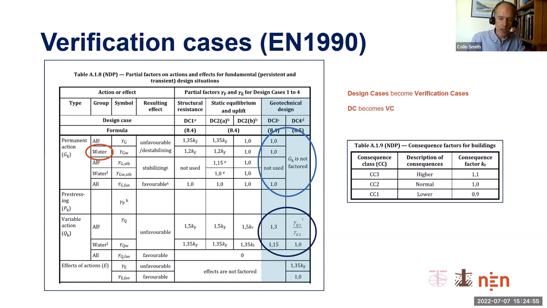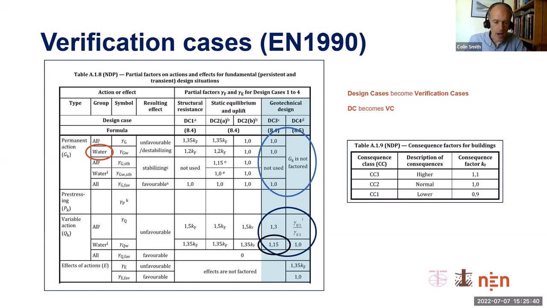For variable actions, these are actions that are generally known in advance, they don't have to come out of a calculation. They're things that are generally externally applied, so they're quite easy to factor in advance. And so for DC3, they get a factor of 1.3, and you'll recognize these are essentially the same factors that you have for design approach 1, combination 2, and design approach 3 currently. And for DC4, we have this ratio of gamma Q to gamma G. So that's the ratio of variable to permanent factor, which comes out to be 1.1 in general. I'll return to that a little bit later for those of you not familiar with that approach.